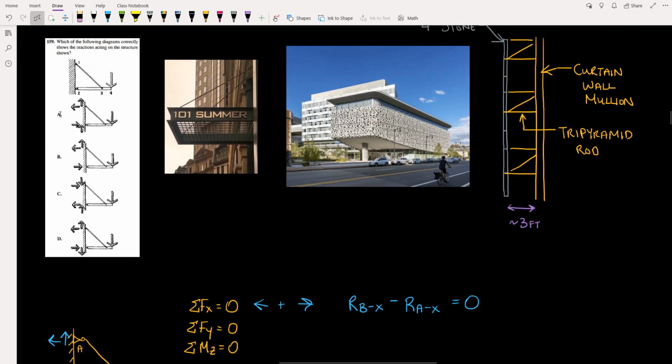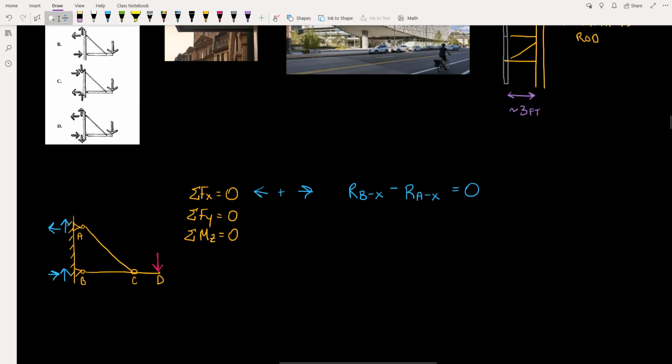And you can see that each of our options here have two horizontal reactions, one to the left, one to the right. And so I'm not going to be able to eliminate any of these options yet, just based on this sum of forces in the x direction equation. If I had an option here that had both forces pointing in one direction, then of course I could immediately eliminate that option, because there's no way that two forces pointing in the same direction can add up to 0. They have to be pointing in opposite directions. So that first equation didn't really tell us much.